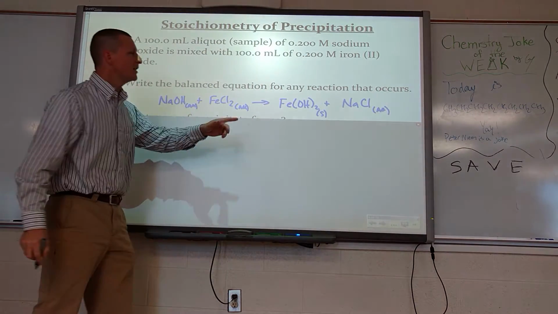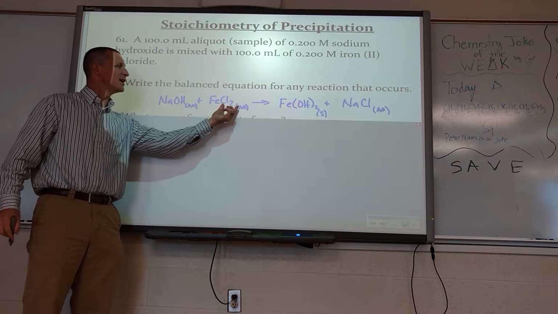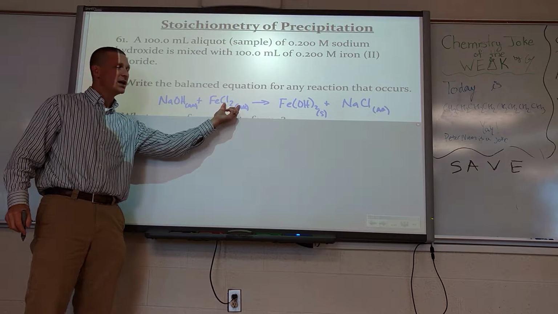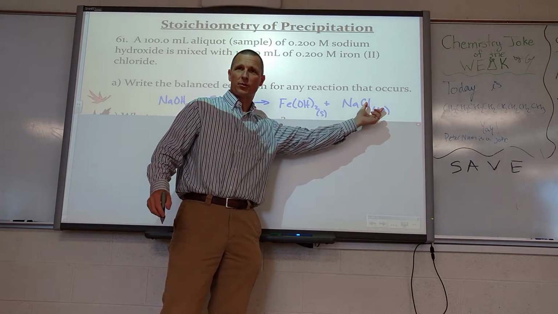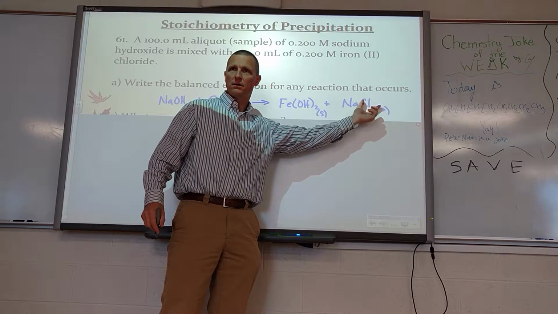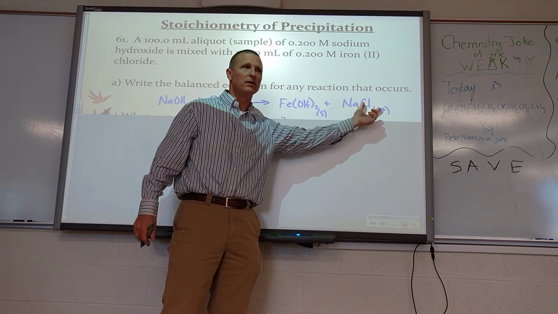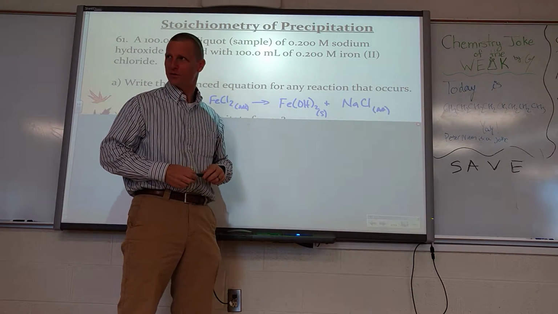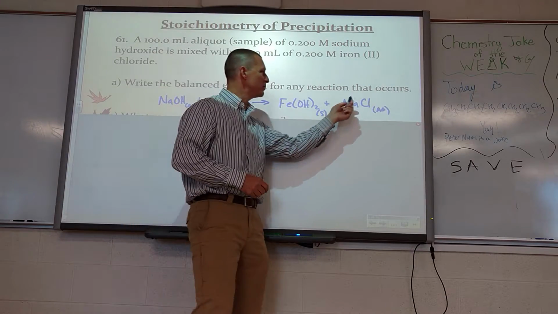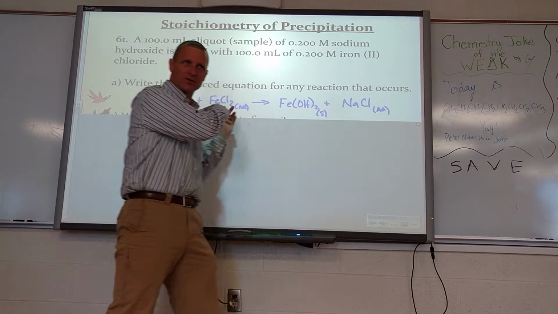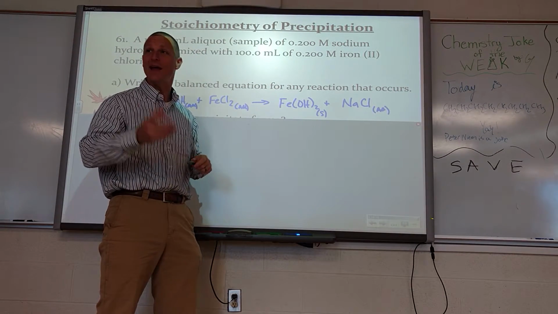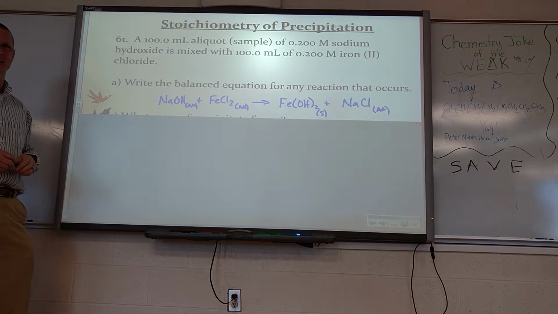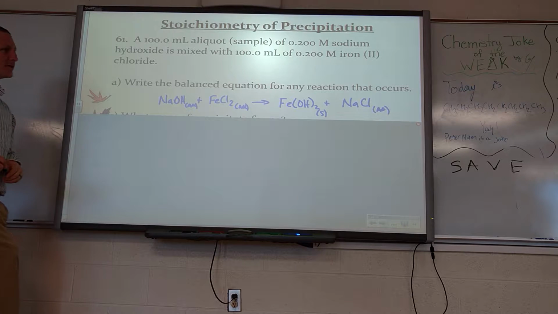Now, when you're writing the products, if you write NaCl2 because the FeCl2 had a 2 at the end of it, I'm going to break your hand. Because you are way past getting those formulas wrong. You write formulas based on balancing charges, not what the subscripts are on the other side of the equation. I'm really not going to break your hand.